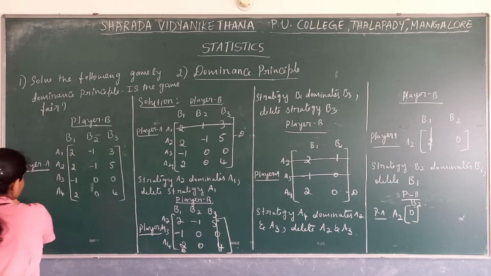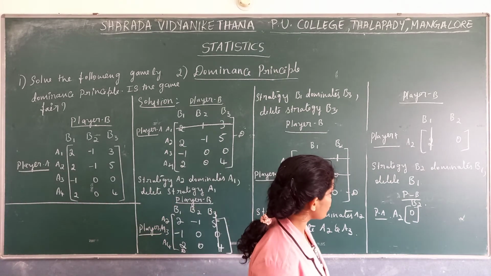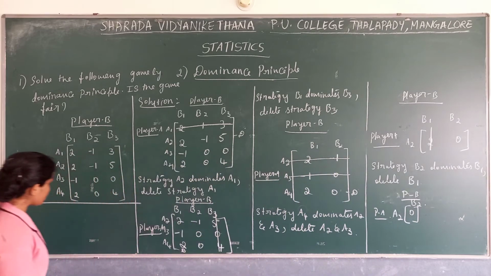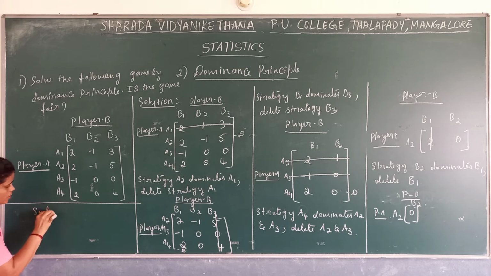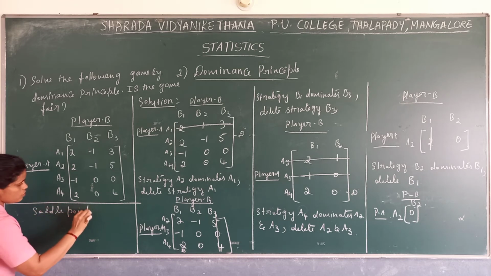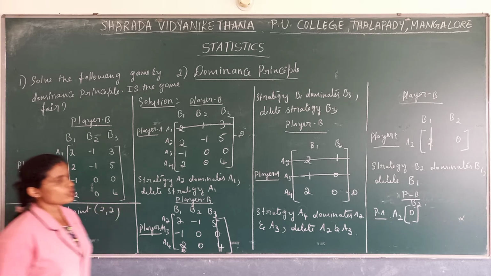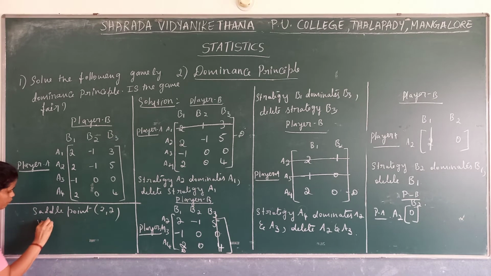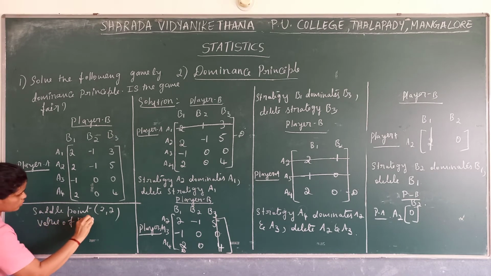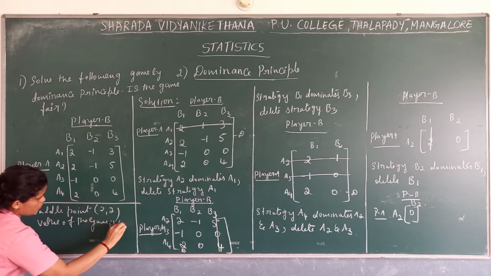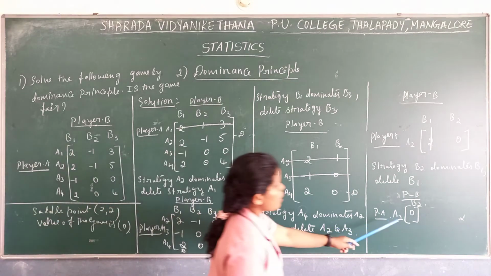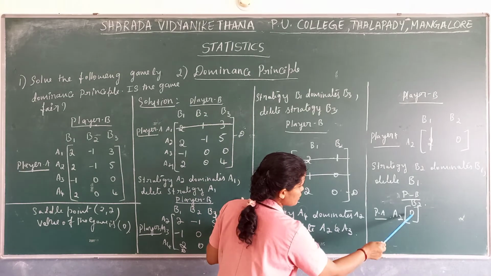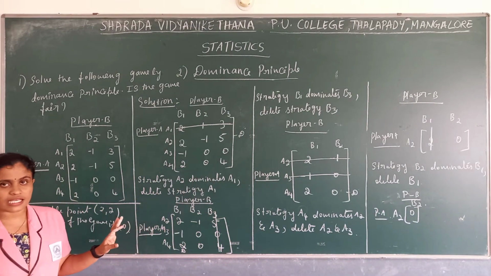Now see here what conclusion we need to give. Now what is the saddle point here? 2, 2. Saddle point in that particular game is 2, 2. And what is the value of the game? Value of the game is 0. 0 at the end, we can consider it as a fair game.